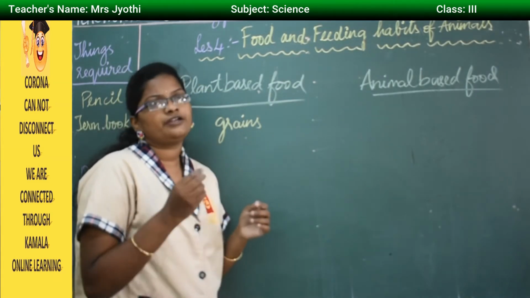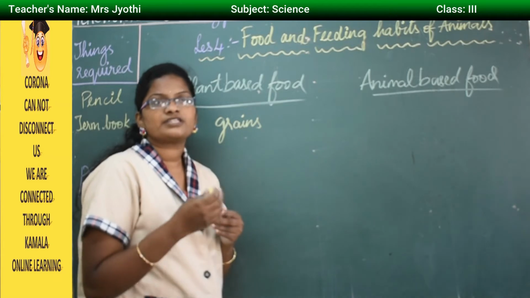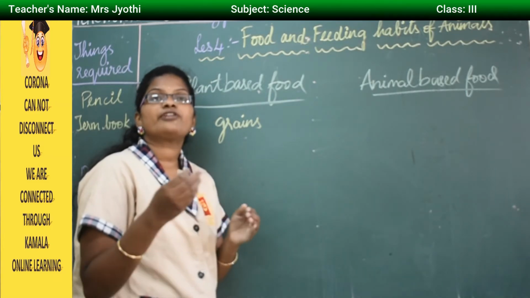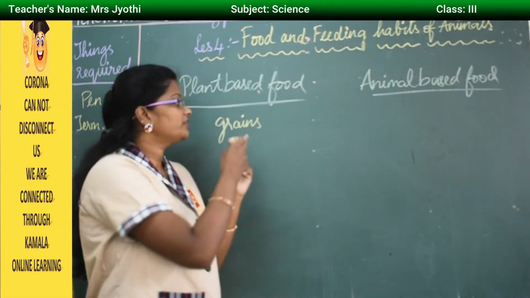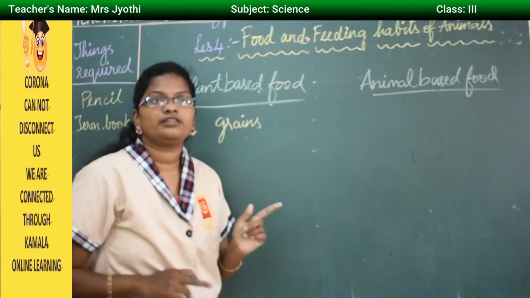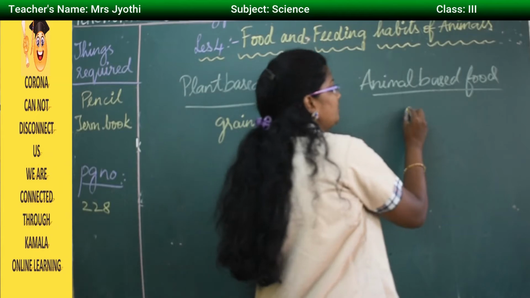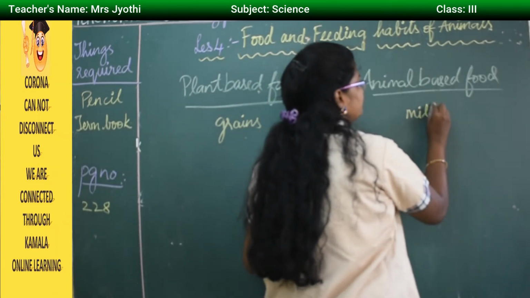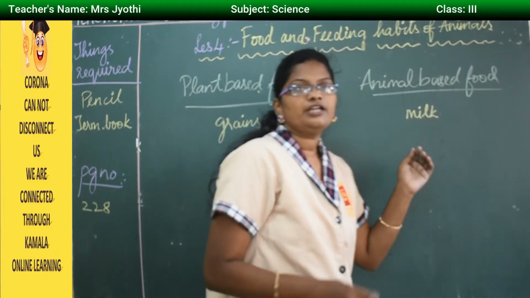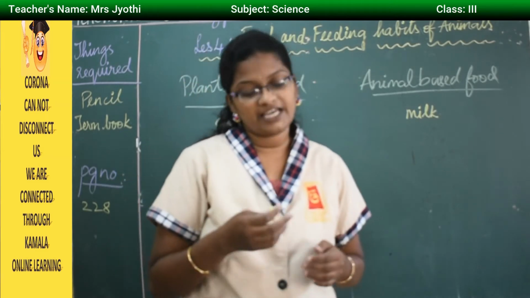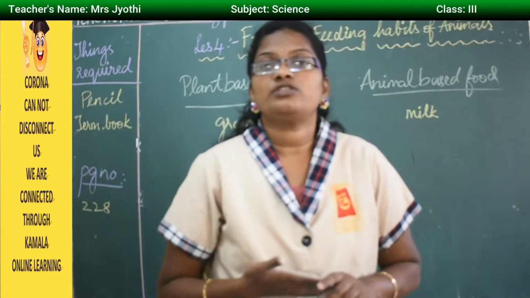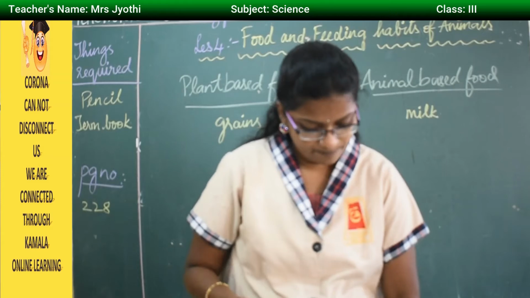And you can even write bread, cake and biscuits and all, because these all are made from the flour which comes from the grains, and it's nothing but the plant-based food. Then animal-based food, I am writing milk. You can write bones, flesh, then egg, etc. Okay, so this box will be your homework.